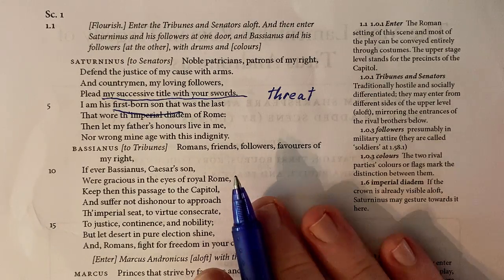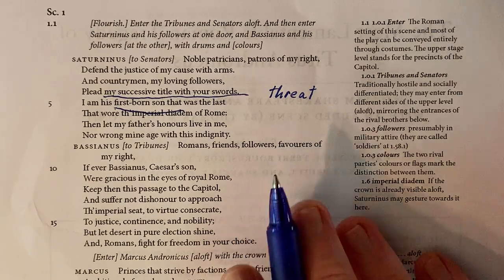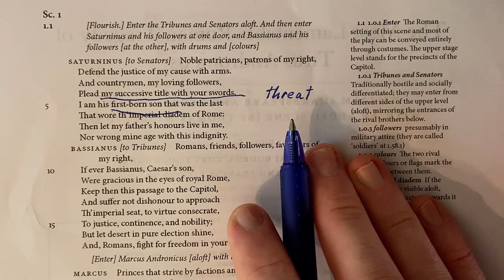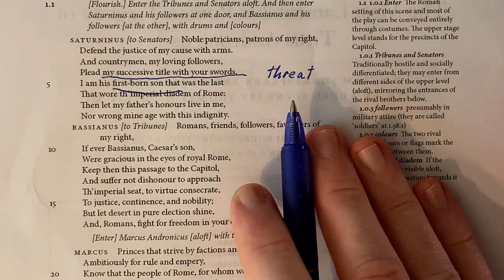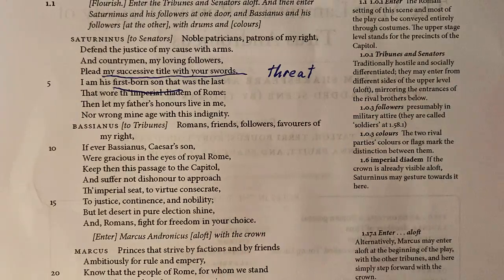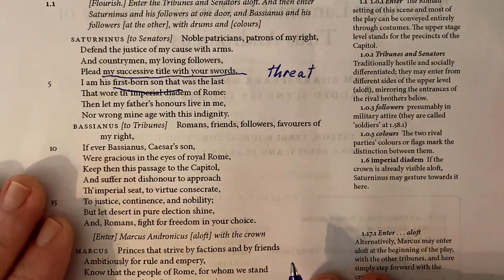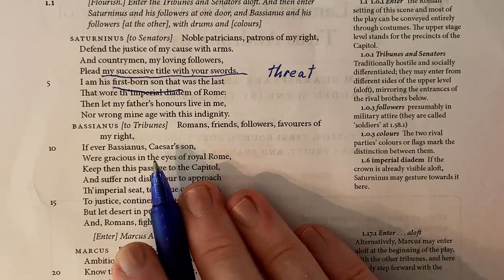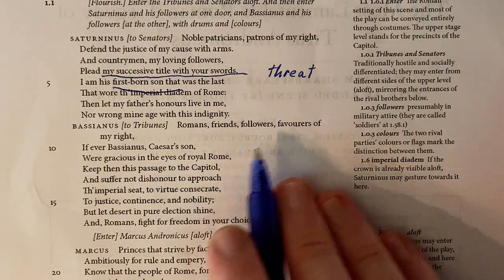He's wanting the support of the people, but he's also doing so by threat, and his main claim to why he should be voted to be emperor is the fact that he's the eldest son of the previous emperor, right? So Bassianus, who we're going to find out is his brother, right?